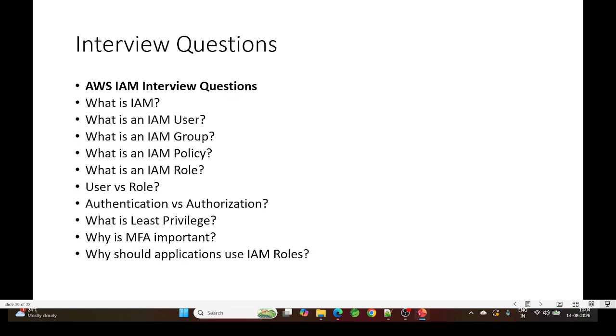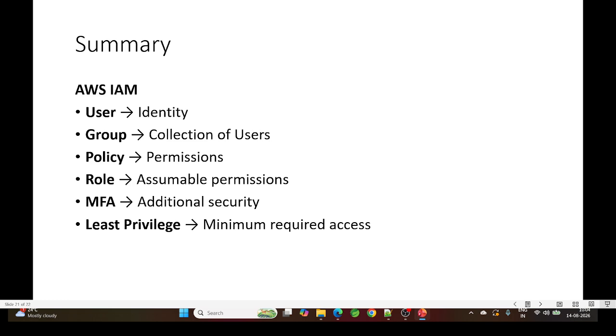These are the common IAM interview questions. Make sure you understand the difference between user, group, policy, and role, because these are frequently discussed in interviews.